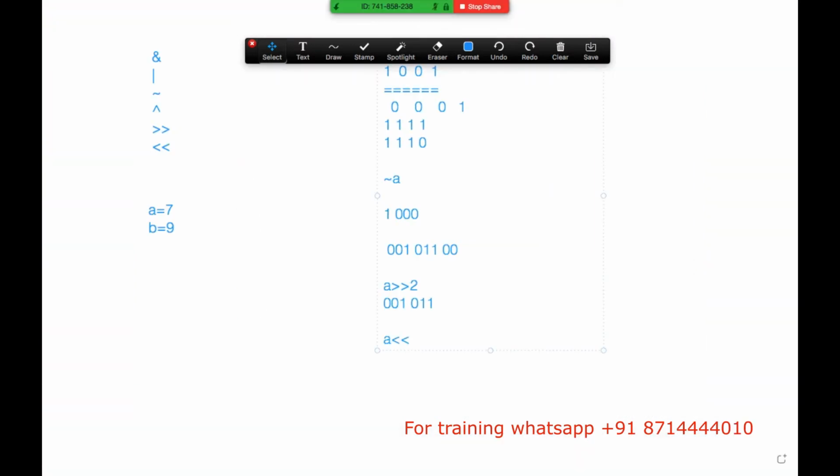If you do left shift, what will happen? This particular bits will be moved towards the left. So here we are shifting, right? So here we have to add 2 more zeros. So this is left shift, this is right shift. These are the binary or bitwise operators in Python. I hope you got some idea.